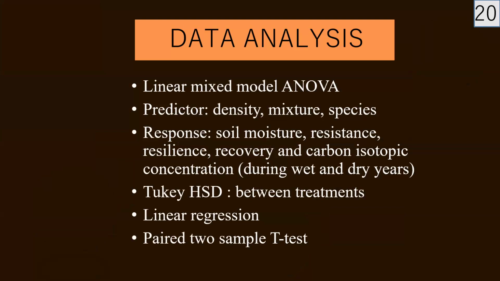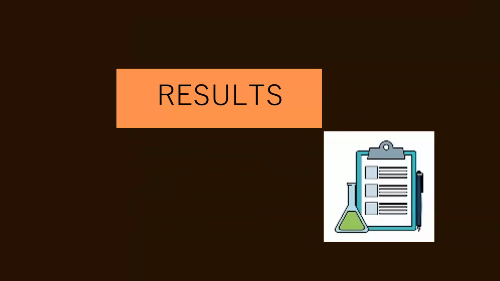Moving on to the data analysis, we used the linear mixed model ANOVA. Our predictors were density, mixture, and species. We had 3 levels of density, 4 levels of mixture, and 2 species, as already mentioned. The responses were soil moisture, drought resistance, resilience, recovery, and carbon isotopic value during wet and dry years. We used Tukey HSD, linear regression, and paired two-sample t-tests for statistical analysis.